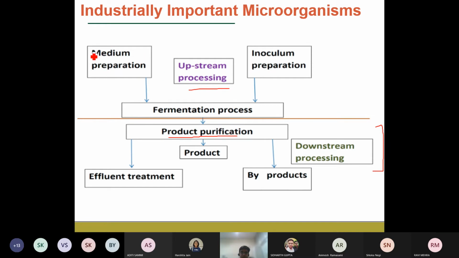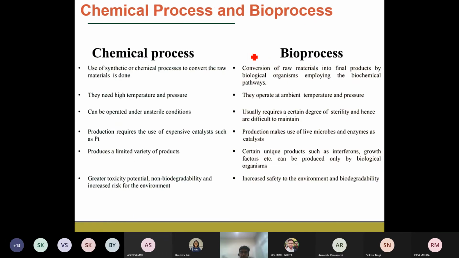So there are two things which are important, that is the medium preparation and the inoculum preparation. How we will grow the cells, and how we can select the appropriate media components that are suitable for the growth of that microorganism. So these two are the main components which we are going to look at.